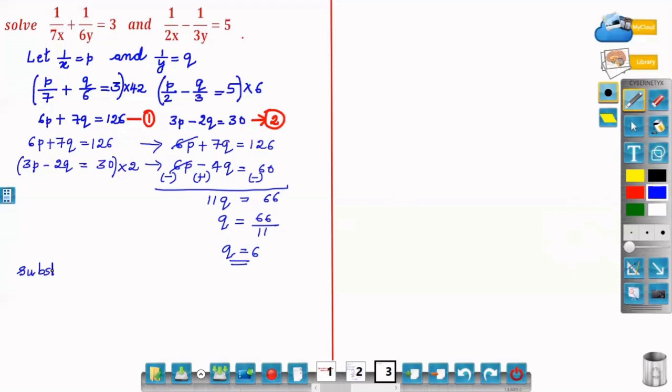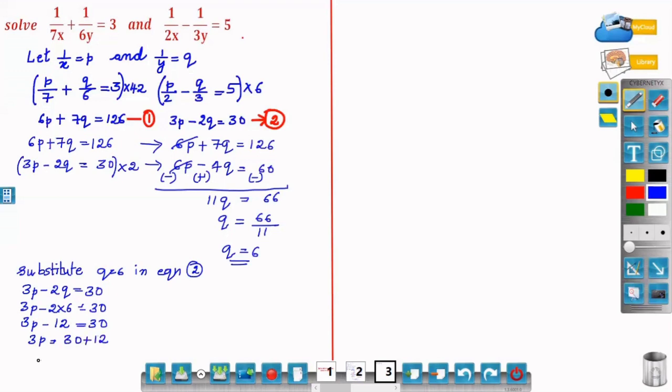Now substitute q is equal to 6 in equation 1 or 2. I'll substitute in equation 2, that is 3p minus 2q is equal to 30. 3p minus 2 into 6 is equal to 30. 3p minus 12 is equal to 30. 3p is equal to 30 plus 12. 3p is equal to 42. p is equal to 42 by 3. Three 14s are 42. So we got p is equal to 14, q is equal to 6.